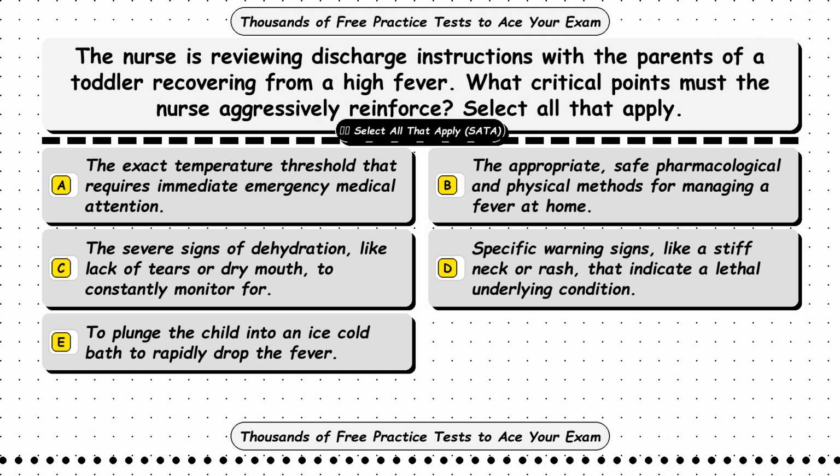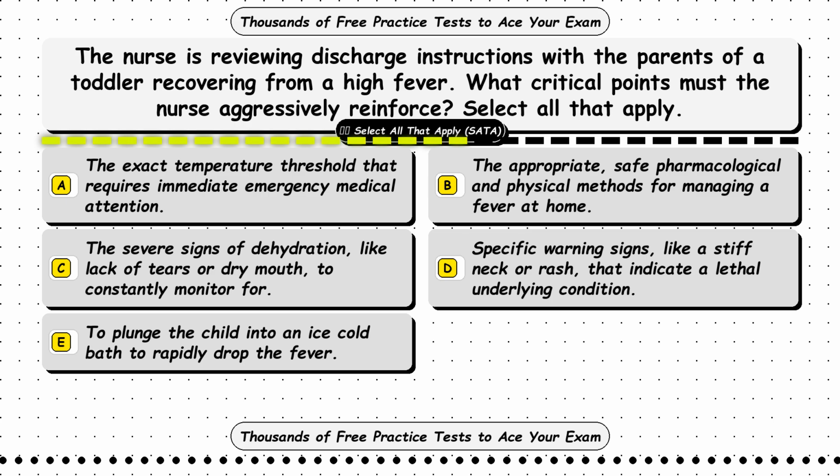Question 138. The nurse is reviewing discharge instructions with the parents of a toddler recovering from a high fever. What critical points must the nurse aggressively reinforce? Select all that apply. Option A. The exact temperature threshold that requires immediate emergency medical attention. Option B. The appropriate, safe pharmacological and physical methods for managing a fever at home.